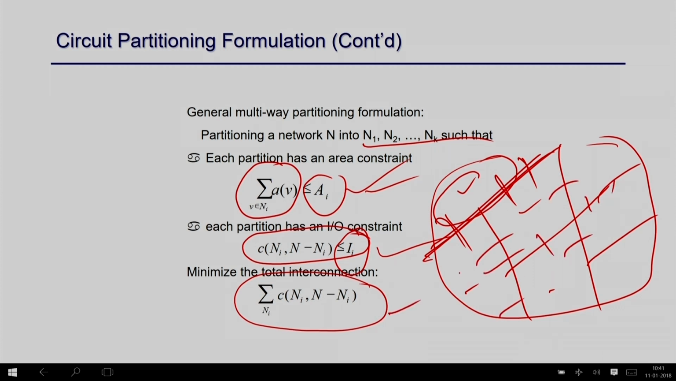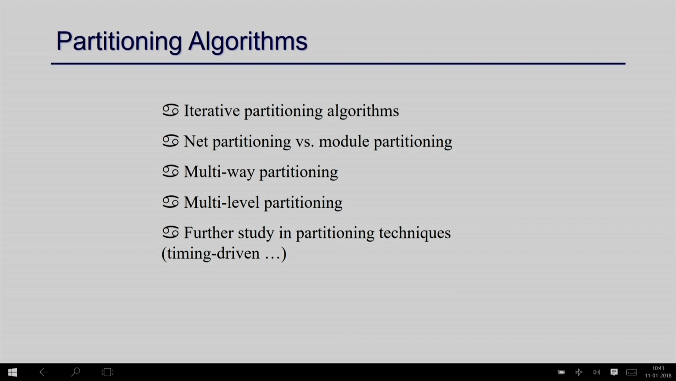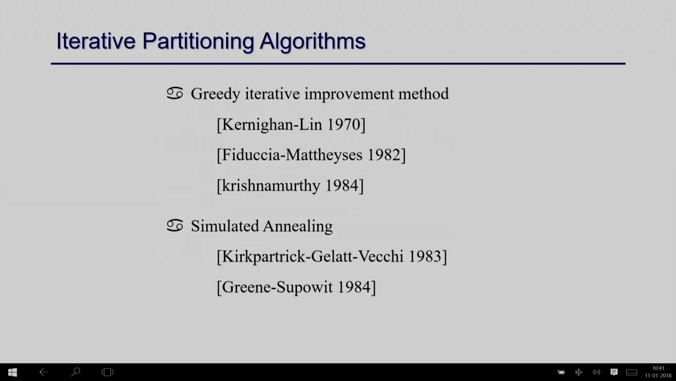So, this is what is called the general circuit partitioning formulation. In partitioning, as I mentioned, this is an NP-complete problem. We can have various kinds of approaches. It can be iterative, where you try to do one partition at a time and then move on, or it can be module partitioning versus net partitioning, or multi-way partitioning, multi-level partitioning, or timing domain partitioning, and so on. There are various kinds of techniques.